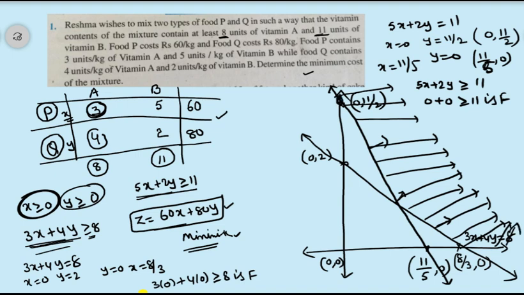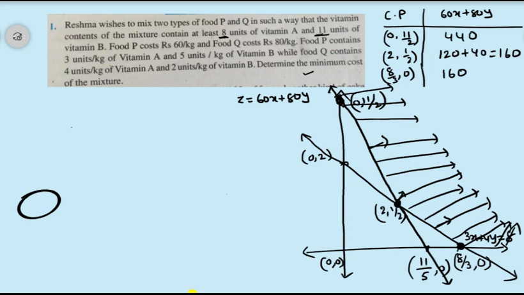For this common portion, this is one corner point, this is another corner point, and this is another corner point, right? So observe here, after substituting the corner points in the given objective function, we got the minimum value as 160. At 2 comma 1 by 2 also we got 160. At 8 by 3 comma 0 also we got 160.